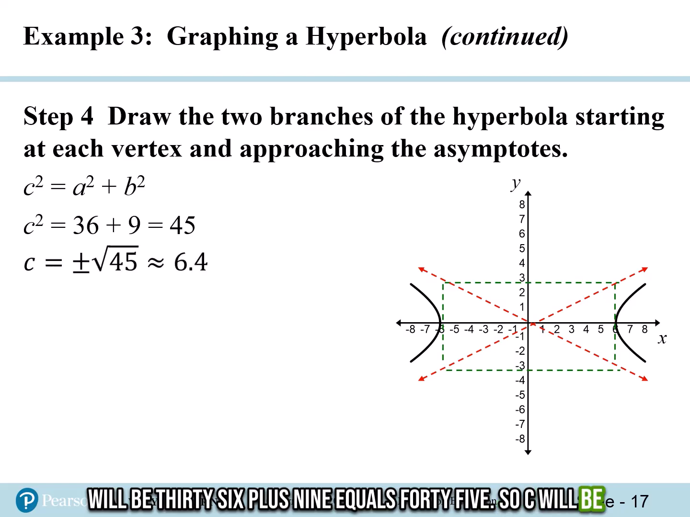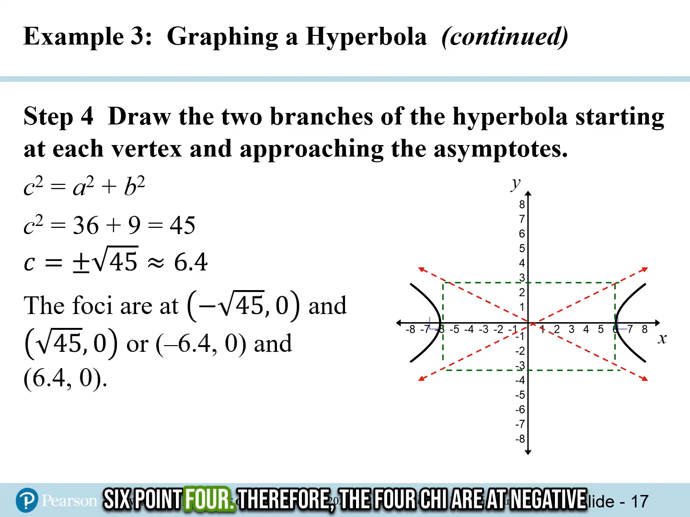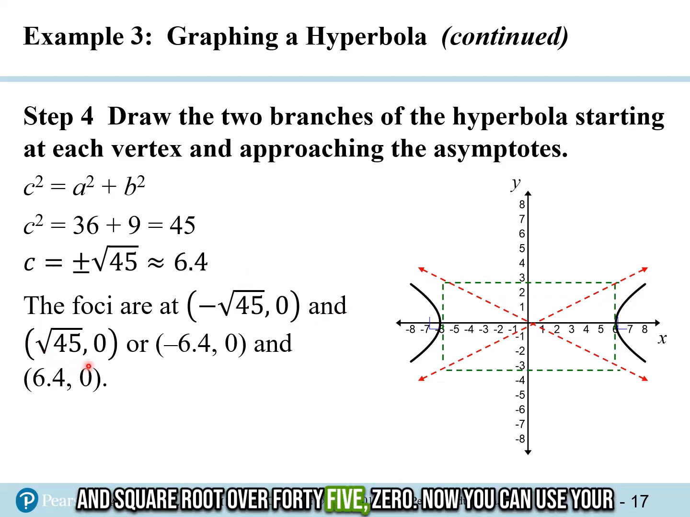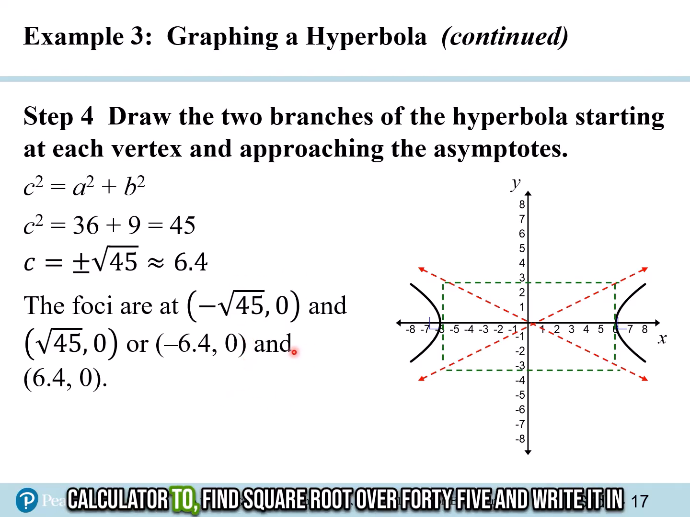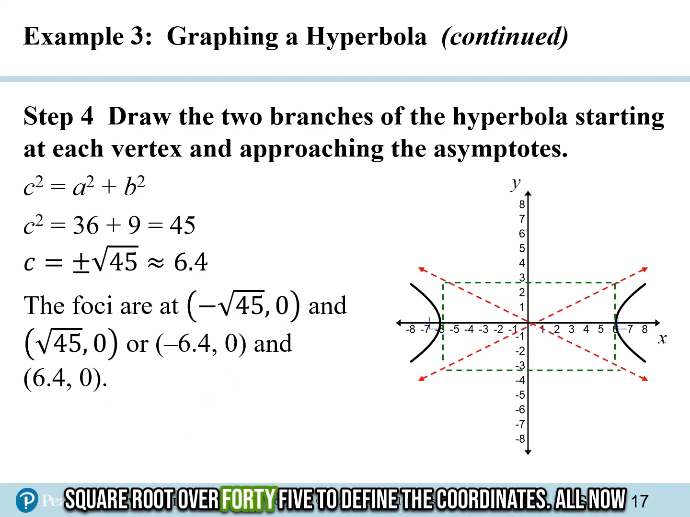So c will be plus minus square root of 45, which is approximately 6.4. Therefore, the foci are at negative square root of 45, comma 0 and square root of 45, comma 0. Now you can use your calculator to find square root of 45 and write it in ordered pairs like this, or you can just leave it as negative square root of 45 to define the coordinates.